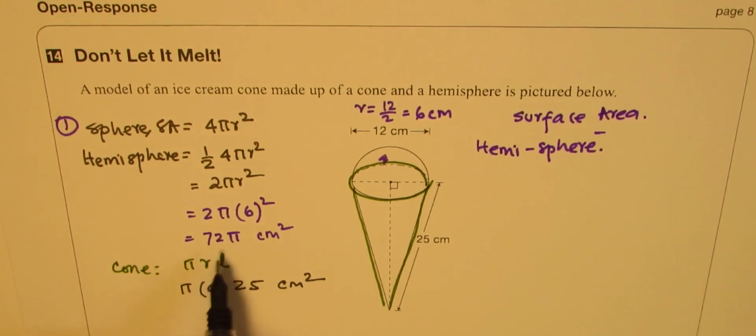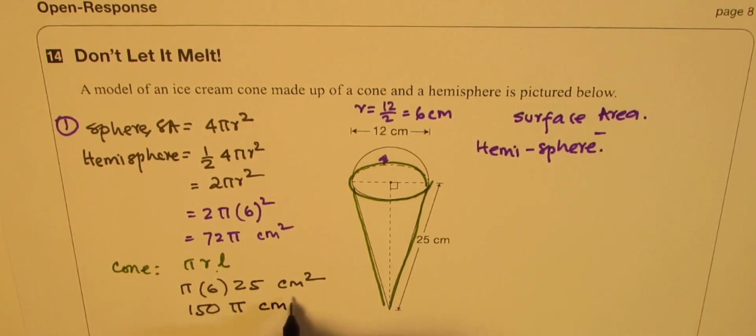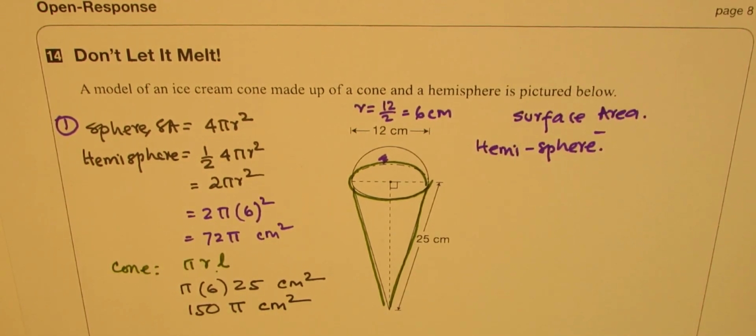So we'll keep pi as such. We can combine later using a calculator. We could always multiply, right? So 25 times 6 is 150. It's good to use a calculator again. I will emphasize that. So that is what we get.